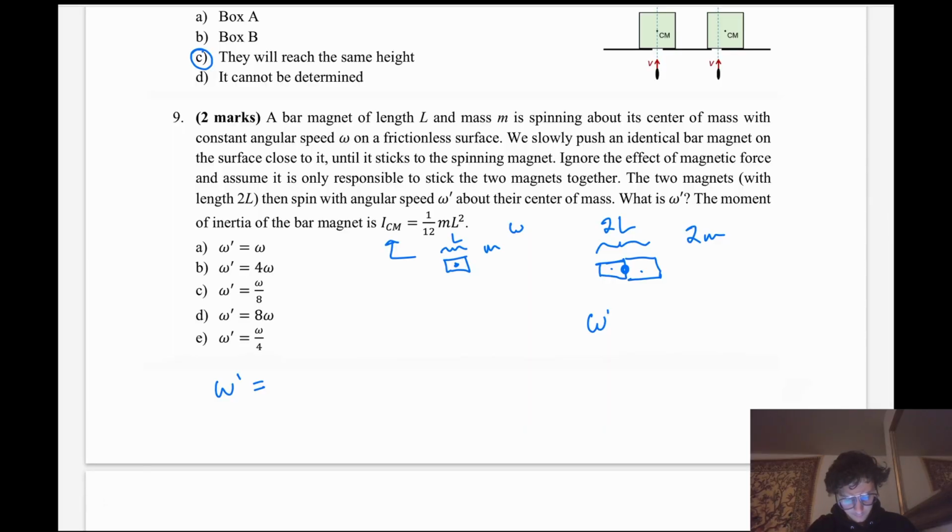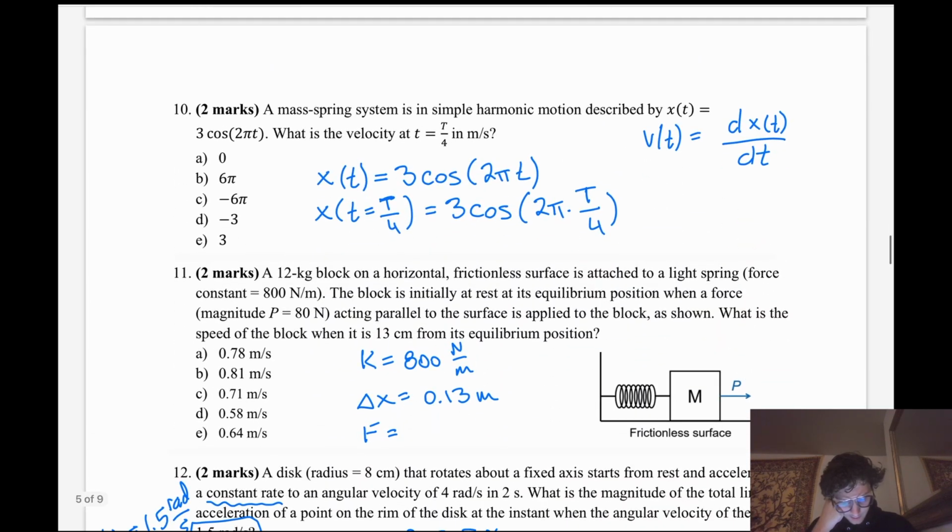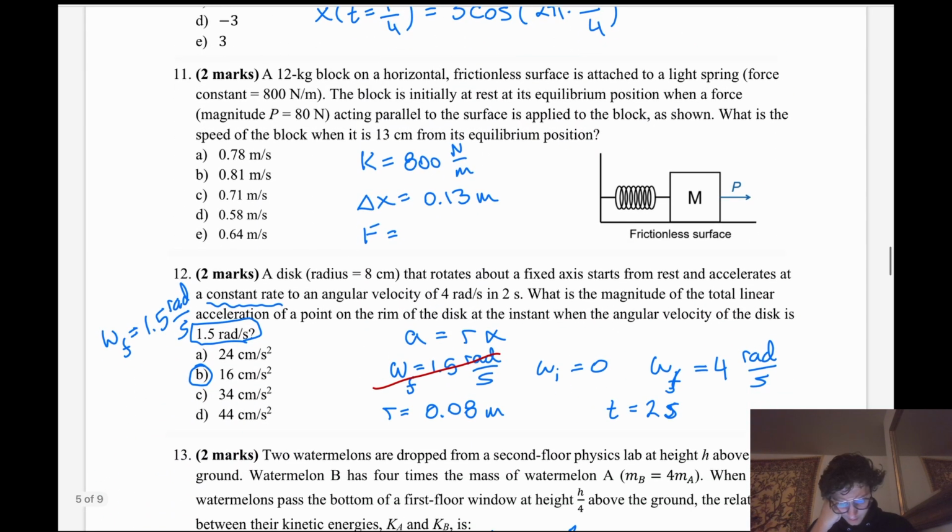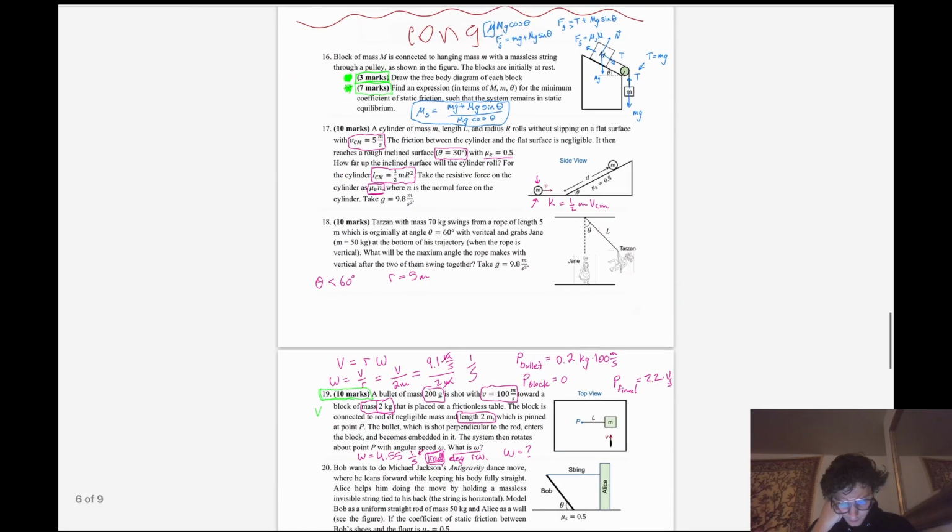Asterisk on that one. Bar magnets. Ooh, this one. I'm going to skip this one. Oh man, we skipped so many here. These guys are going to take so long. Let's go to the long answer real quick and just take a gander of what's going on.